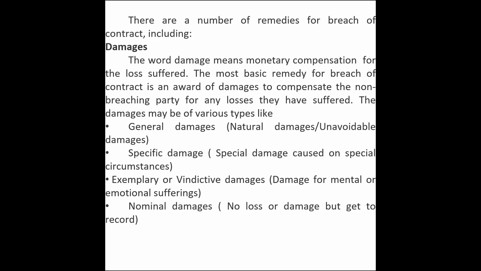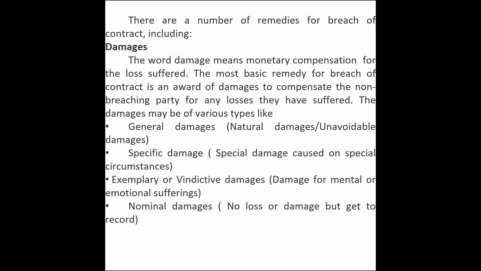Damage is nothing but monetary compensation for the loss that a person has suffered. The most basic remedy for breach of contract is the award of damages. An award is compensation either in the form of money or some other property, but damages are purely related to money. If a person is suffering a loss, you can compensate that loss by giving them money.